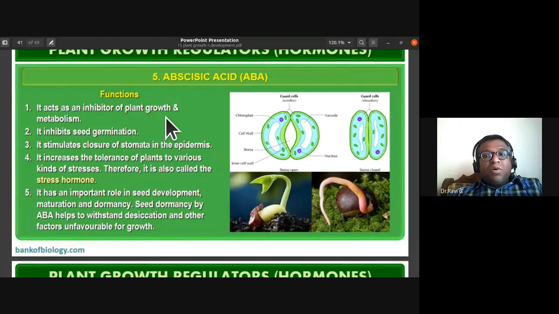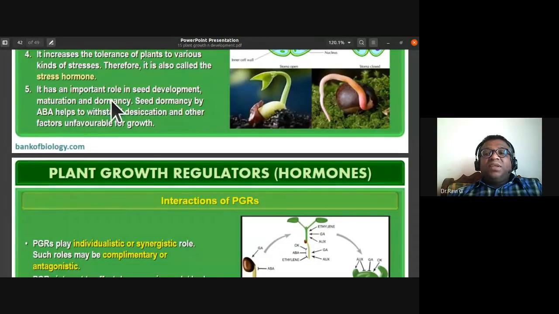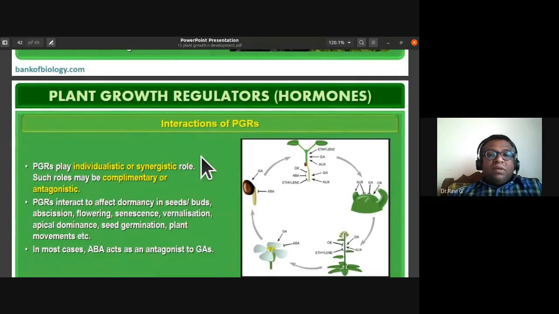Abscisic acid has an important role in seed development, maturation, and dormancy. Seed dormancy by ABA helps to withstand desiccation. See, seed dormancy is promoted by abscisic acid, whereas ethylene gas breaks the seed dormancy. Seed dormancy is promoted by ABA, which helps to withstand desiccation, that is drying up, and other factors which are unfavorable for growth. So it has an important role in seed development, maturation, and dormancy. Seed dormancy is initiated by abscisic acid. It helps to withstand desiccation and other factors unfavorable for growth.